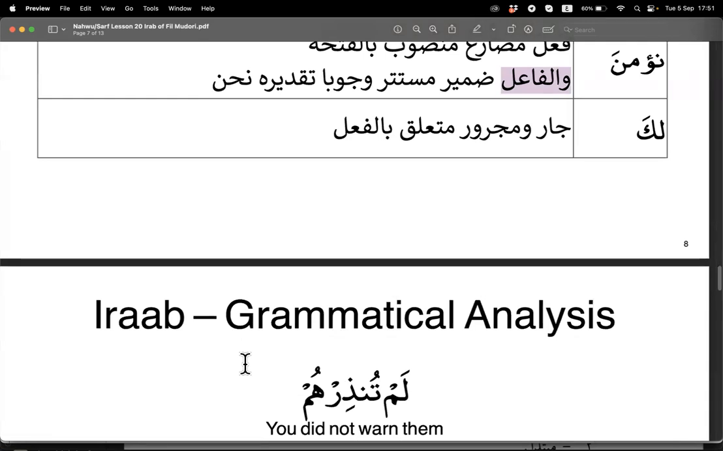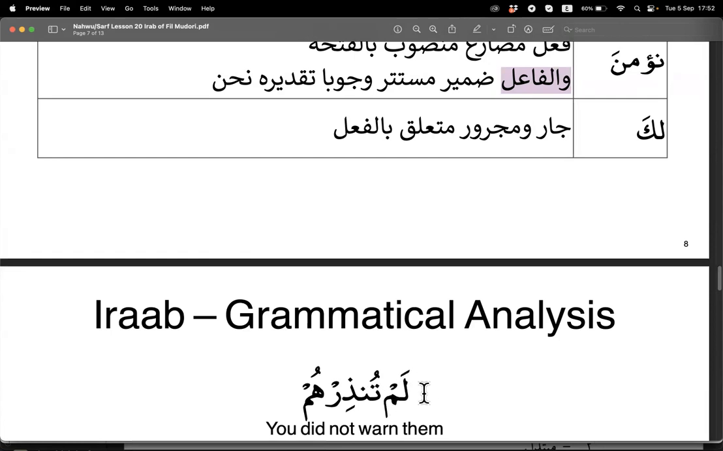Lam. Okay, lam is a harf. So for mansub it is nasibah. For majzum, let's use the same root letters. Nasibah, mansub; jazimah for majzum. Yes, majzum. Okay, so this is majzum.